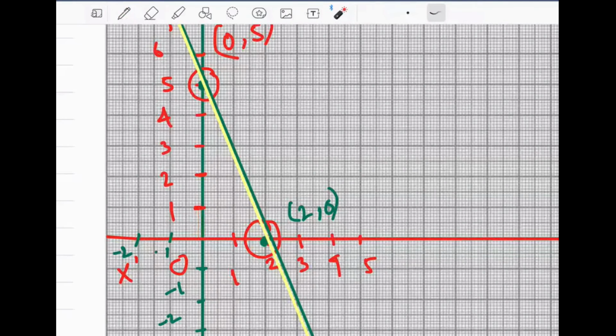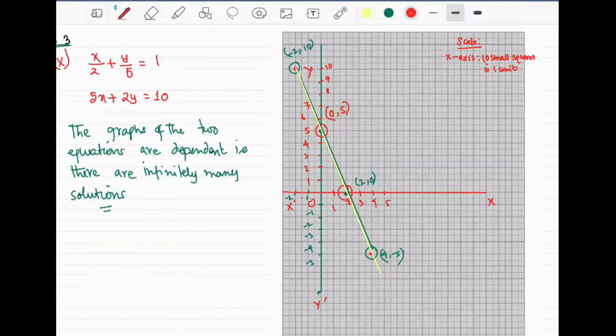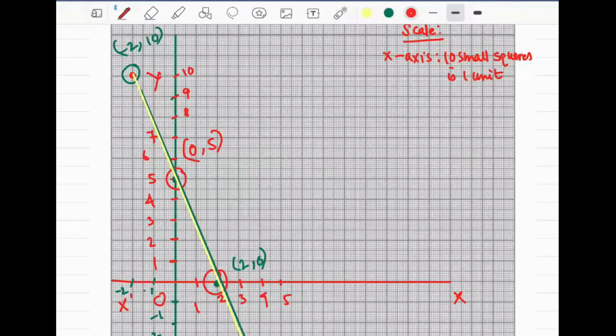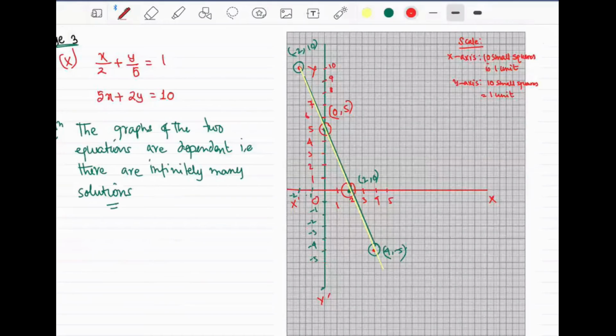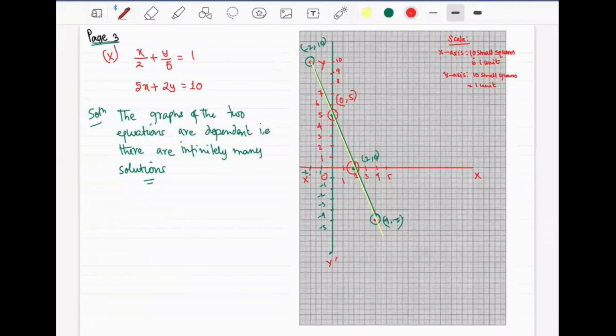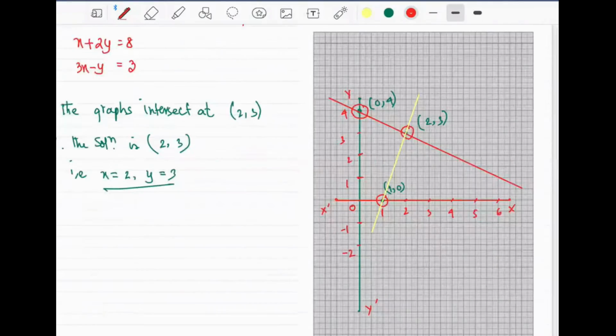If you check the number of squares in this length, there will be 10 squares. So the same thing you have to write here in case of the y-axis. In case of the y-axis, you have to say here 10 small squares is equal to 1 unit. You can use "is" or "is equal to," whatever your choice is. But the scale is different in the previous graph.